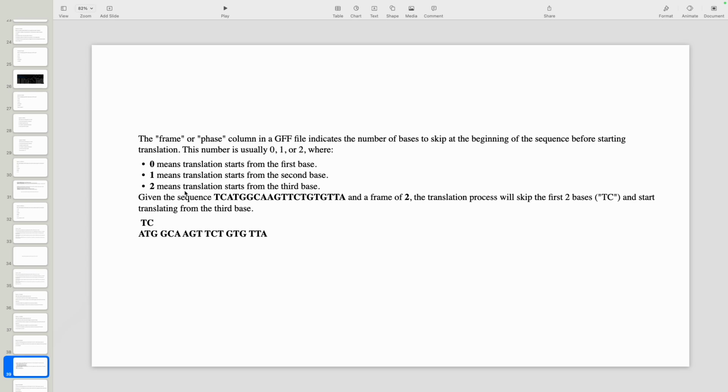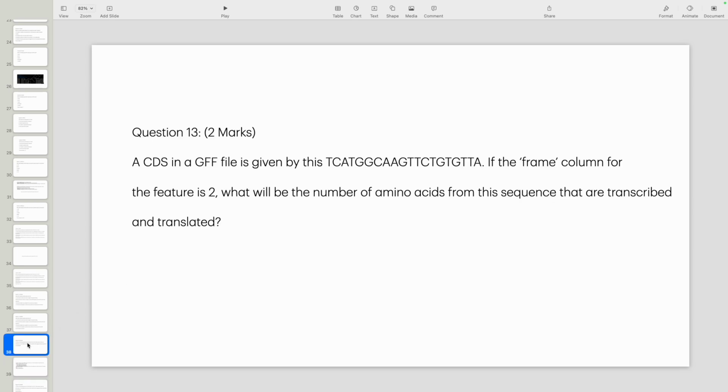In the question, the frame option given has 2 as a feature. So we'll have to ignore the first 2 bases and include the rest of the bases for the protein synthesis. So again, try to answer this question. Just ignore the first 2 bases at the start and then calculate the number of amino acids that are being synthesized by the rest of the bases.